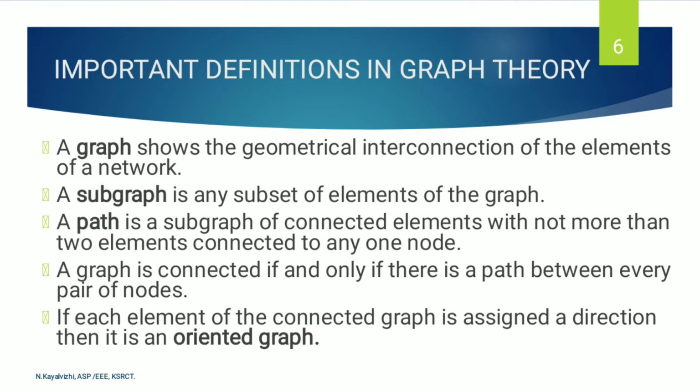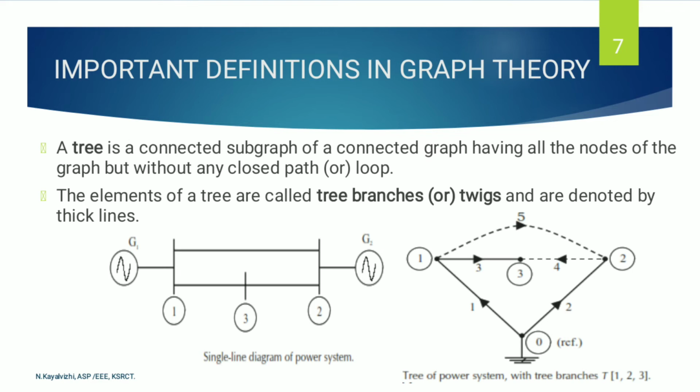So what is a graph? A graph shows a geometrical interconnection of elements of the network. And what is a subgraph? It is any subset of elements of a graph. What is a path? A path is a subgraph of connected elements with not more than two elements connected to any one node. A graph is connected if and only if there is a path between every pair of nodes. If each element of the connected graph is connected in a direction, it is an oriented graph.